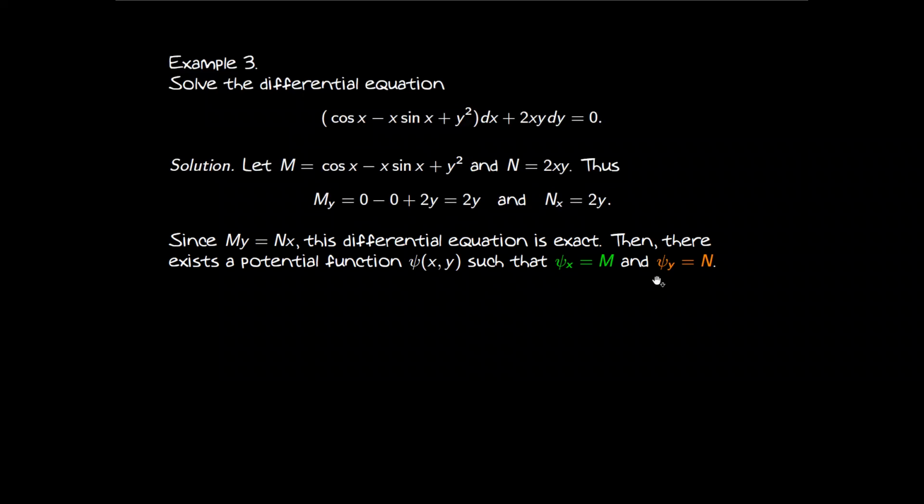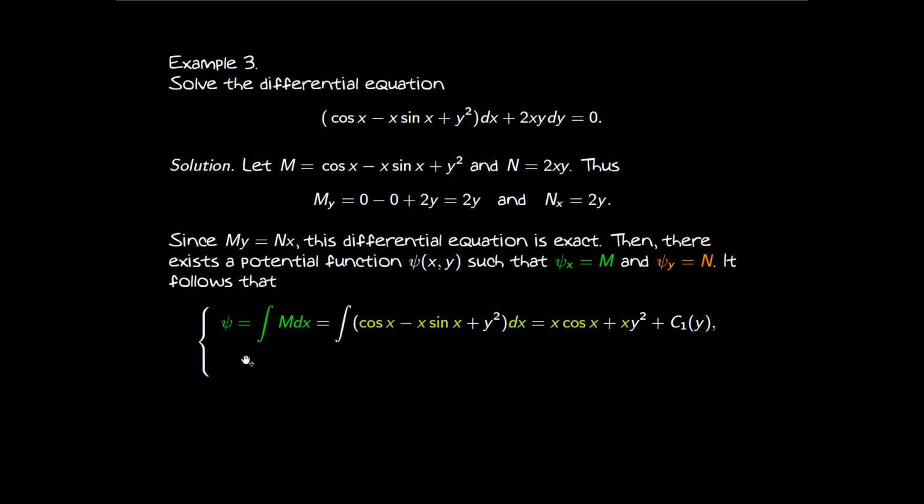So therefore, this equation is exact, and we have the two conditions to be satisfied for the potential function. And then you can just do integrations. So for example, for the first condition, you integrate M with respect to x. For these two terms, the cosine, you can get it straightforward, right? And for the second term, we usually have to use integration by parts, right?